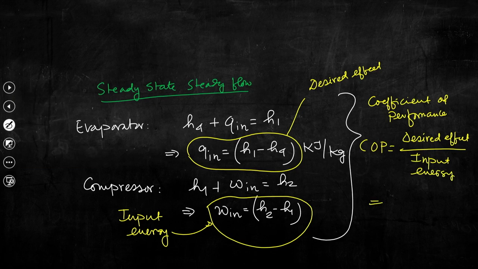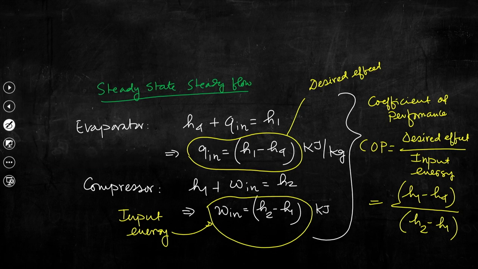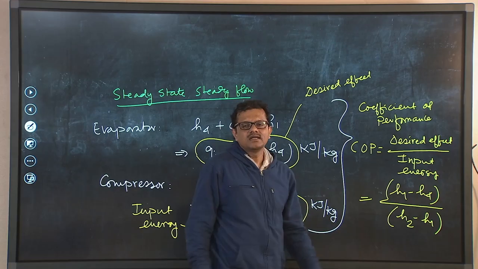So, that means this is H1 minus H4 divided by H2 minus H1. The unit is kilojoule per kg. So, try to understand this is the mathematical expression of the coefficient of performance, and essentially per unit mass flow rate of working fluid, the change in enthalpy is giving us an estimate about the desired effect and input energy.